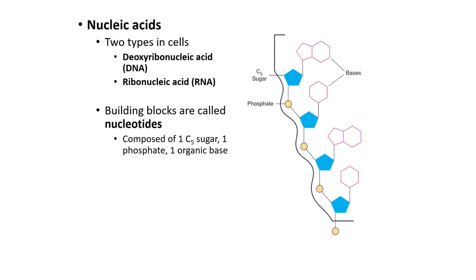And lastly, the last group are nucleic acids. There are two types of nucleic acids. There is either DNA or RNA. DNA is deoxyribonucleic acid, and RNA is ribonucleic acid. They are the building blocks of nucleotides. Basically, nucleotides consist of a base, a sugar, and a phosphate.